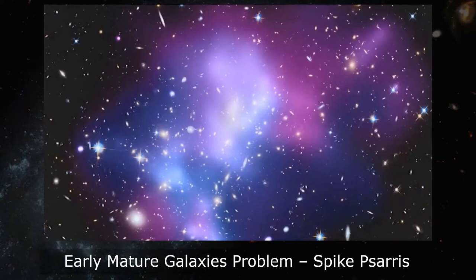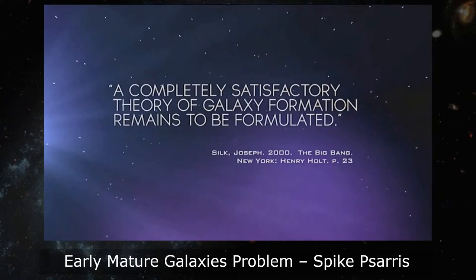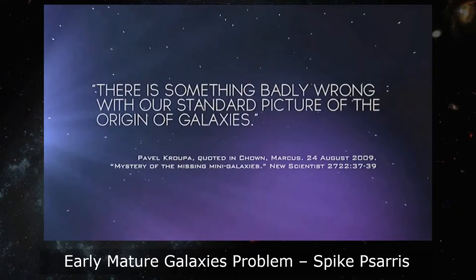Although most evolutionary astronomers believe in the Big Bang, many are also admitting that the Big Bang has serious problems explaining what we see. For example, a completely satisfactory theory of galaxy formation remains to be formulated. It is rather embarrassing that no one has explained their origins. Most astronomers and cosmologists freely admit that no satisfactory theory of galaxy formation has been formulated. In other words, a major feature of the universe is without explanation. There is something badly wrong with our standard picture of the origin of galaxies.